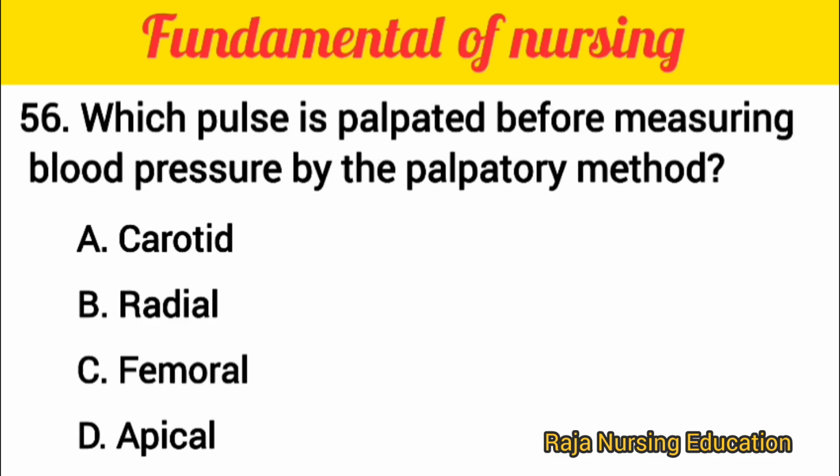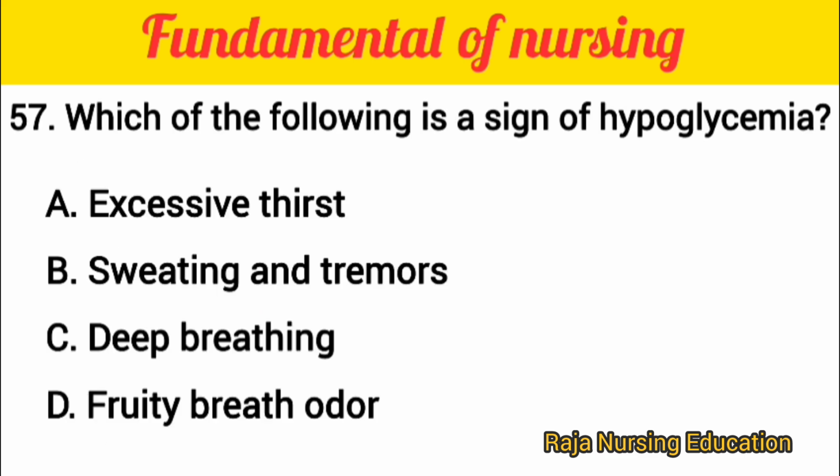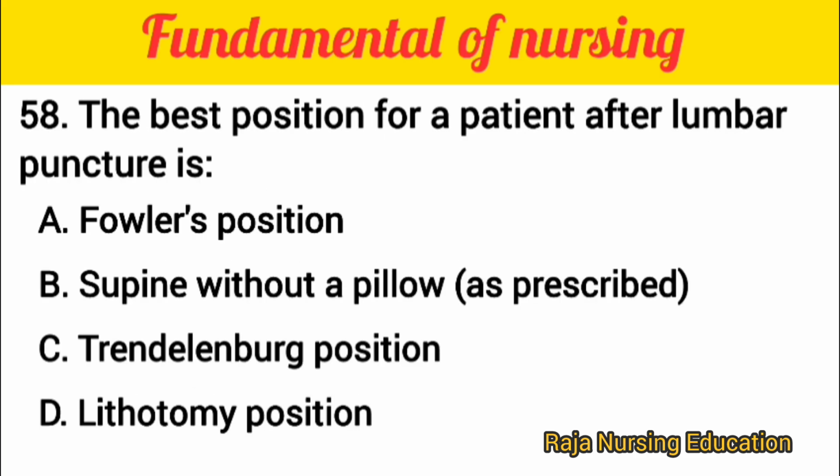Which pulse is palpated before measuring blood pressure by the palpatory method? The answer is B. Radial artery helps to measure blood pressure. Which of the following is a sign of hypoglycemia? The answer is B. Sweating and tremors can be seen in hypoglycemia.